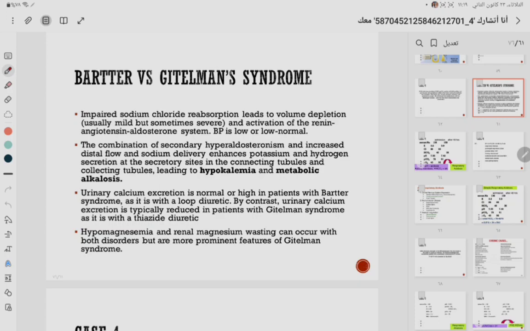By contrast, urinary calcium excretion is typically reduced in patients with Gitelman. That's what happens with thiazide diuretics. So thiazide diuretics cause hypercalcemia, on the contrary. Loop furosemide causes hypercalciuria, so loop furosemide gets rid of calcium, thiazide retains calcium. Okay. Hypomagnesemia, renal magnesium wasting, both disorders, more prominent in Gitelman, because in the distal convoluted tubule there is reabsorption of magnesium as well.